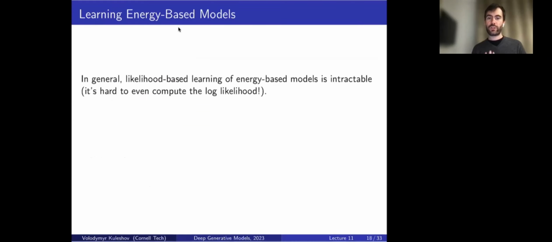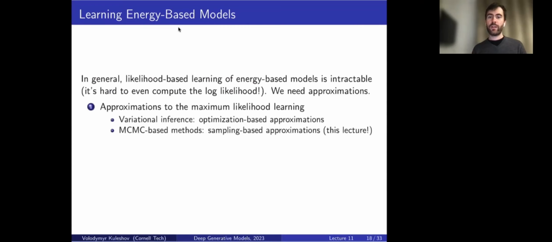So as I said earlier, in general, learning these models is intractable. In fact, even computing the likelihood at one point is intractable because it requires taking the integral. So in the most general probabilistic setting, maximum likelihood learning is intractable. And therefore, we have to rely on approximations. And there are different types of approximations that we're going to see.